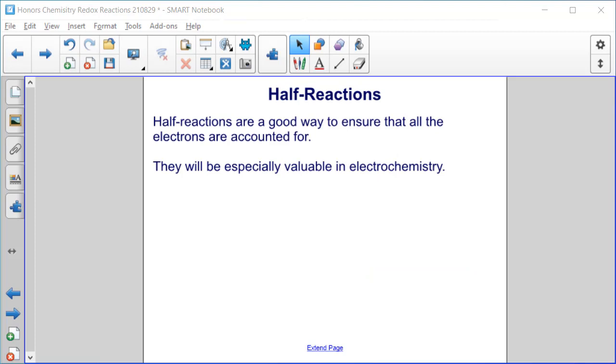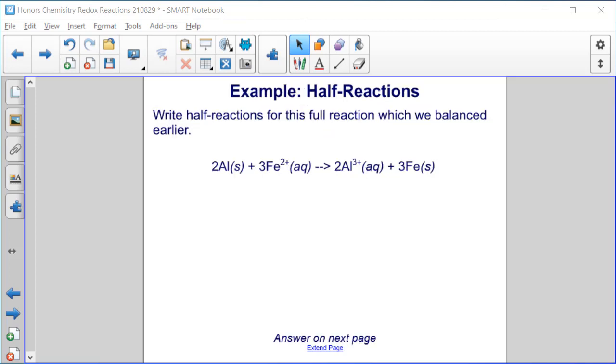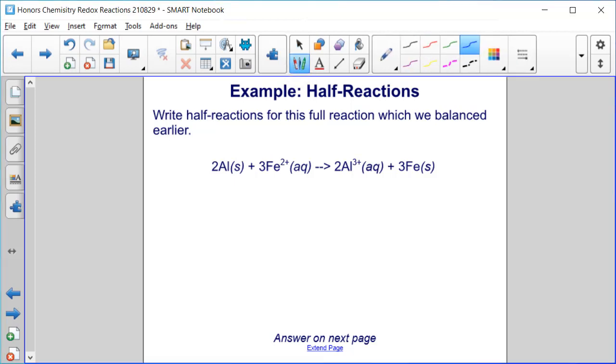Half reactions are a good way to ensure that all of the electrons are accounted for. This will be especially valuable in a later unit on electrochemistry. Here's an example. Write half reactions for this full reaction which we balanced earlier. So if I take this 2 aluminum solid and I produce 2 aluminum 3+ ions.